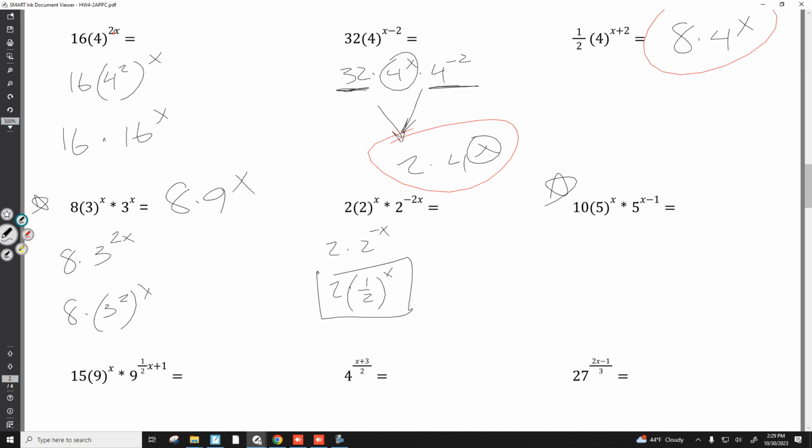Okay, this is 10 times 5 to the 2x minus 1. I'm adding x and minus 1 together. There are other ways to do this, but I'm going to do it this way. This is 5 to the 2x times 5 to the negative first. This is 5 squared to the x. This is 1 over 5. 10 times 1/5 is 2. I get 2 times 25 to the x.